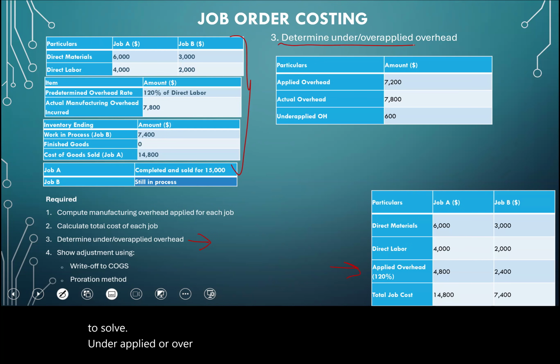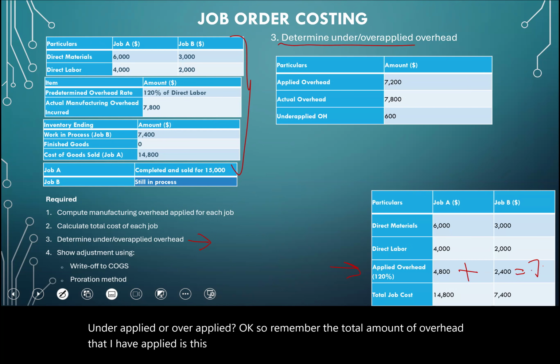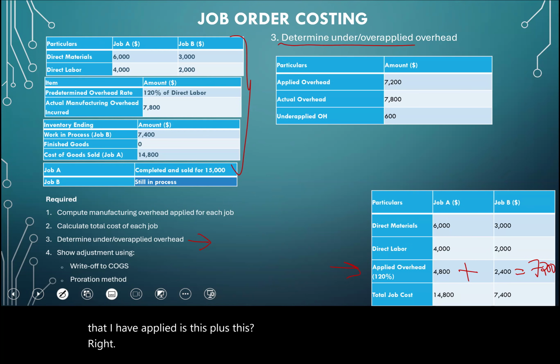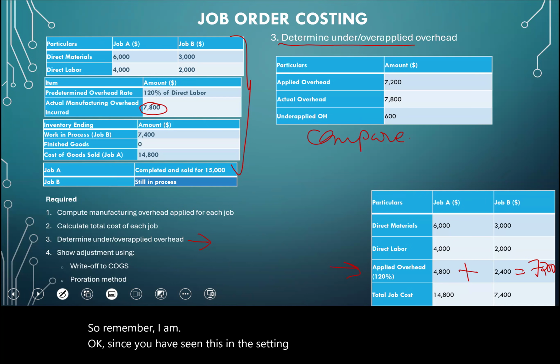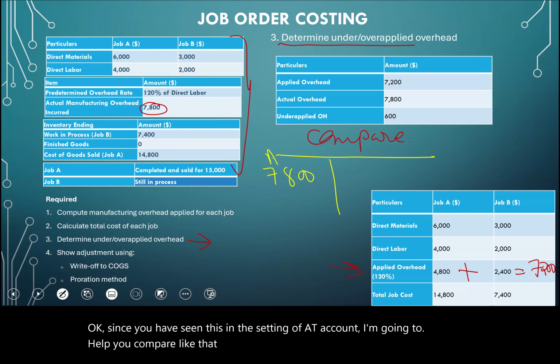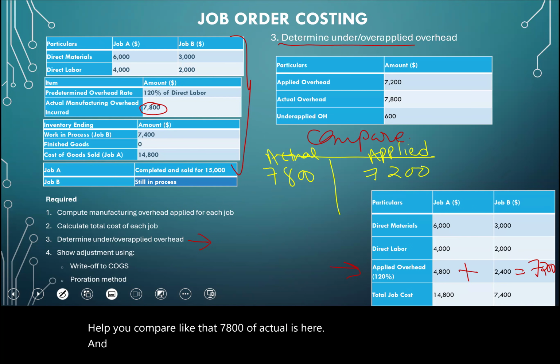So remember, the total amount of overhead that I have applied is this plus this, right? The actual amount of overhead that I have is given to me in the question. So remember, I am comparing. Since you have seen this in the setting of a T account, I'm going to help you compare like that. 7800 of actual is here and 7200 of applied is here.